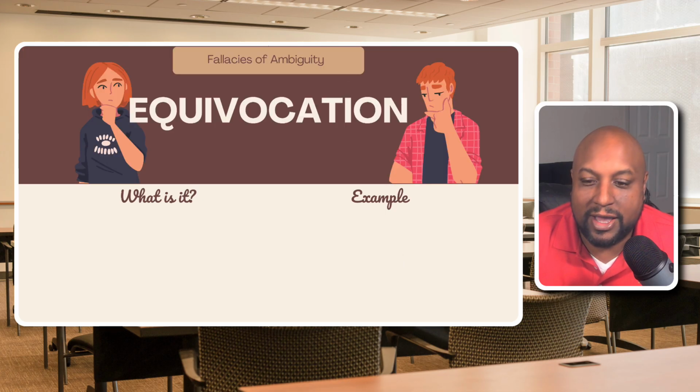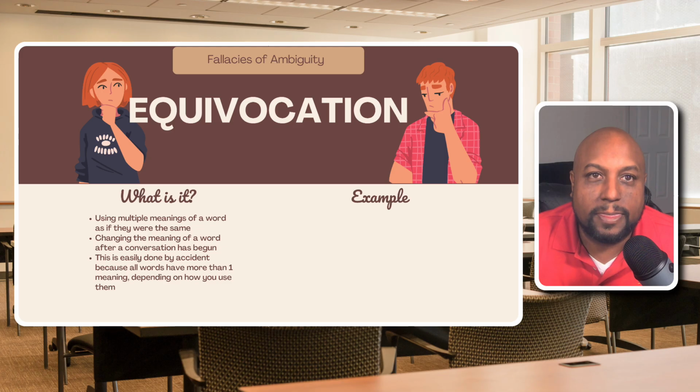All right, then we have our second category. An example is equivocation. This is a fallacy of ambiguity. Equivocation is when you use multiple meanings of a word as if they were the same, or when you change the meaning of a word after a conversation has begun. Now, this is easily done by accident because all words have more than one meaning, depending on how you use them, right? Every word means more than one thing. It's always dependent on how it's used. So you have to make sure you're using the word in the same way it was used to begin the conversation.